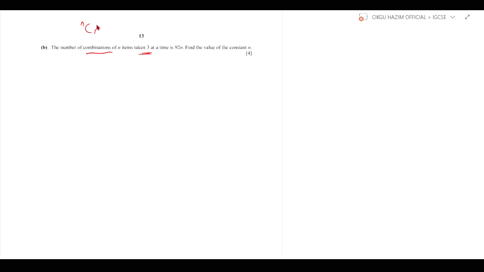Just a straight away hint here: the number of combinations of n items taken 3 means nC3. So nC3 is equal to 92n. So how do we find the constant n here? You need to expand this nC3. The way we want to expand this is to just follow the formula.